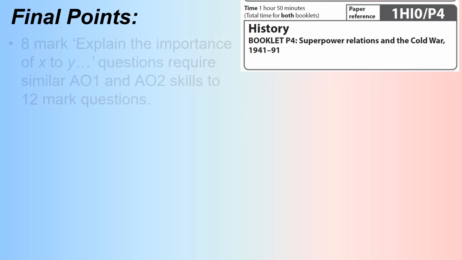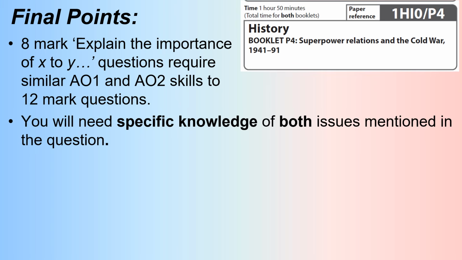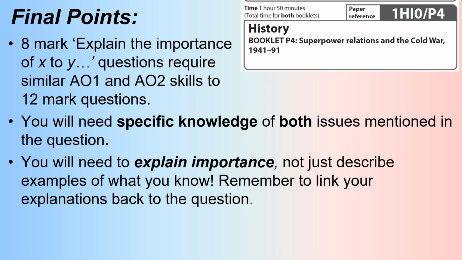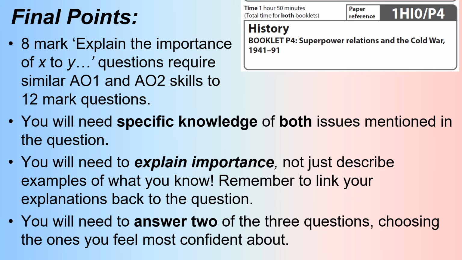Our final points. 8 mark "explain the importance of one thing to another" questions require similar AO1 and AO2 skills, that's knowledge and analysis skills, to 12 mark questions which you'll find in other papers. You will need specific knowledge of both issues mentioned within the question. You will need to explain importance, not just describe examples of what you know. Remember to link your explanations back to the question. You'll need to answer 2 of the 3 questions that you're given, choosing the ones you feel most confident about.